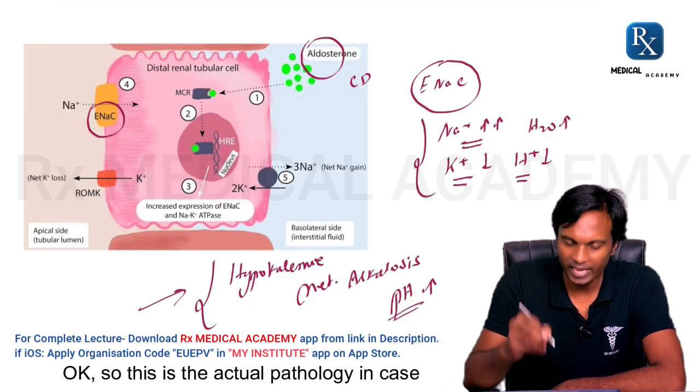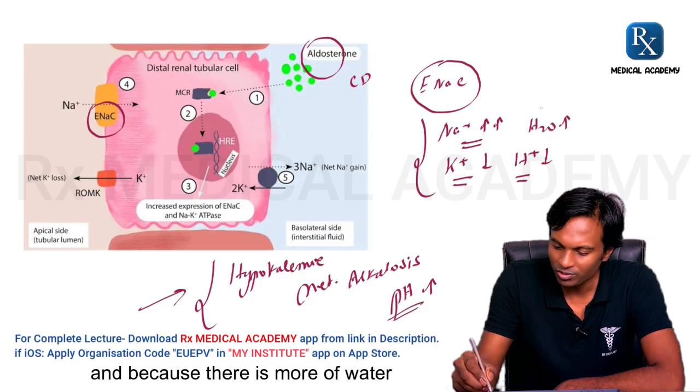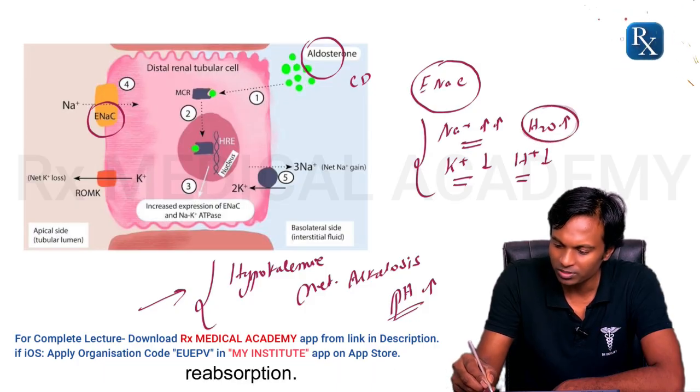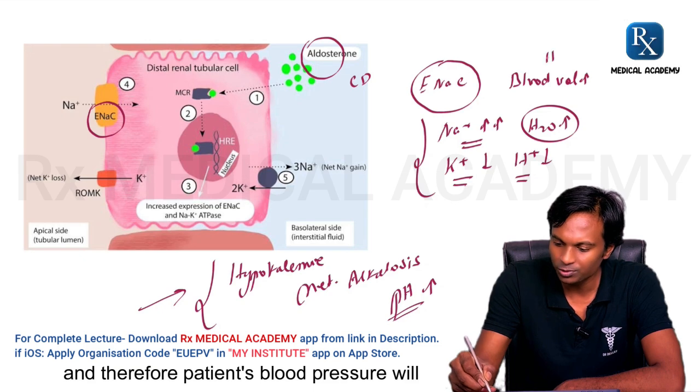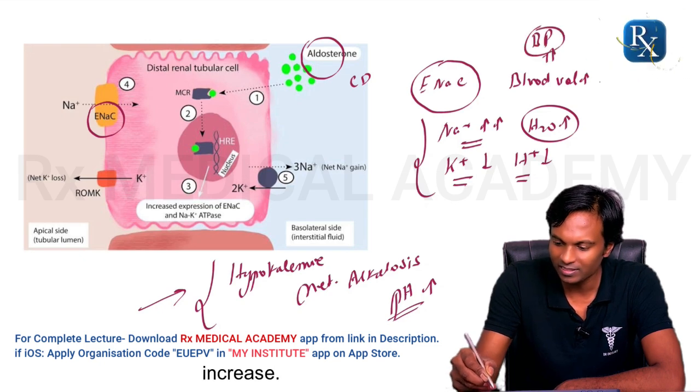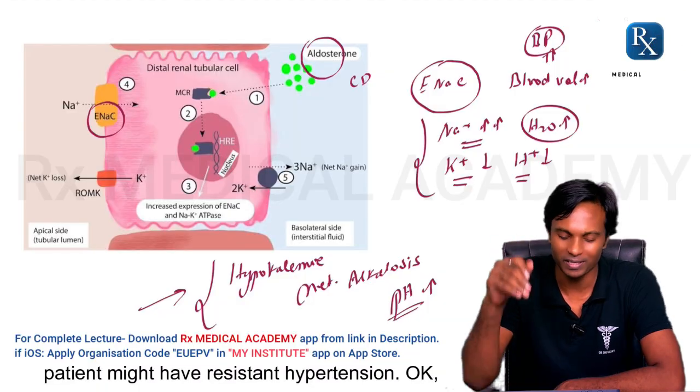Okay. So this is the actual pathology in case of primary hyperaldosteronism. And because there is more of water reabsorption, it will result into more of blood volume, and therefore patient's blood pressure will increase. And now we will discuss that in this case patient might have resistant hypertension. Okay.